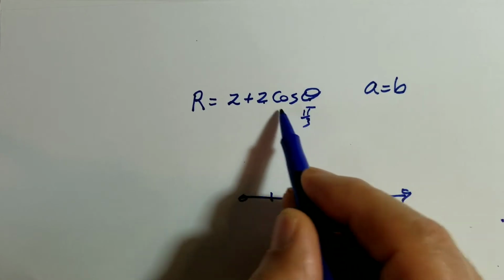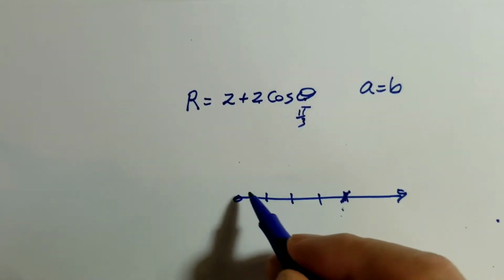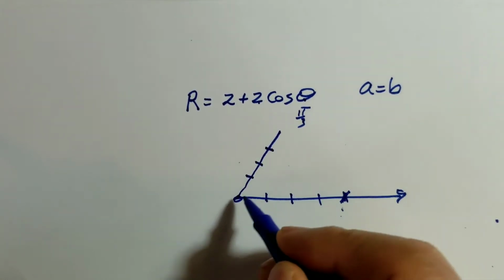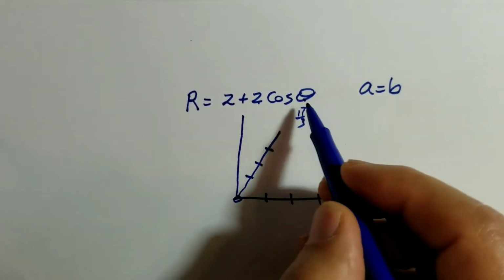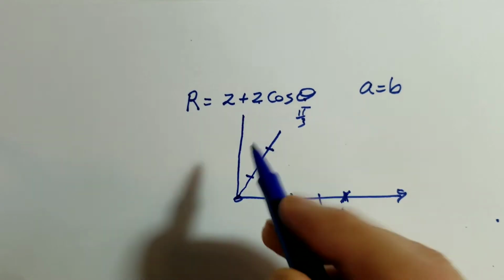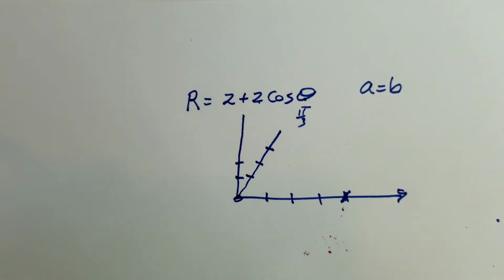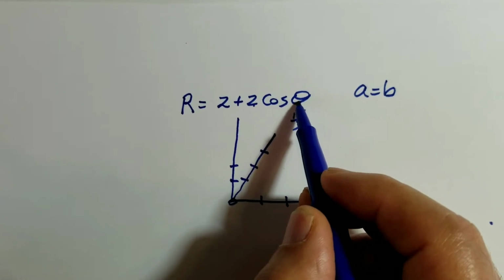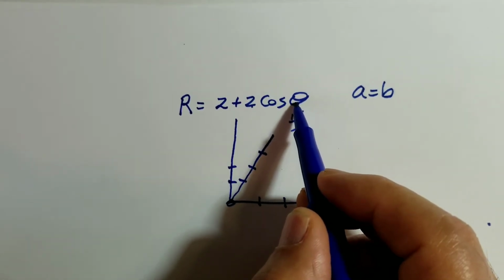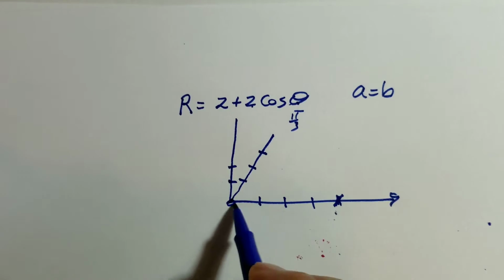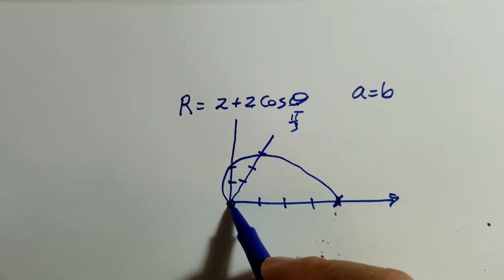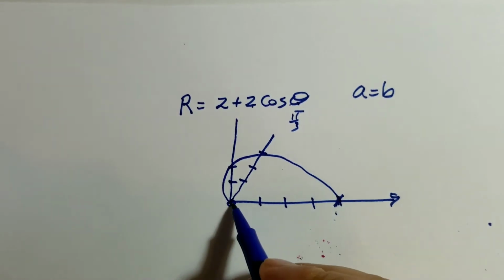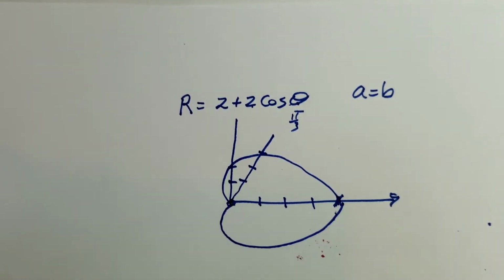2 times 1/2 is 1. 1 plus 2 is 3. Therefore, at 60 degrees, I need 3. And at 90 degrees, cosine of 90 degrees is 0, you get 2. And at 180 degrees, the cosine of 180 is -1. Therefore, that becomes 2 minus 2, which is 0. And my graph becomes a cardioid. Then the other piece is symmetric, and that was the graph of a cardioid.